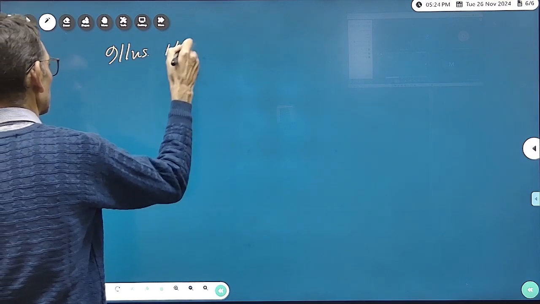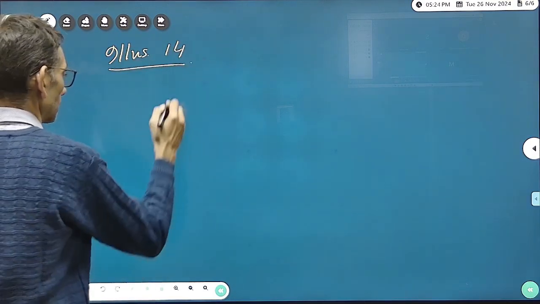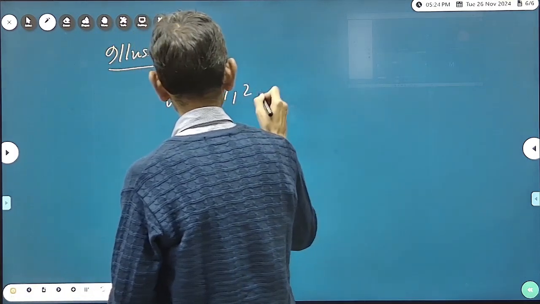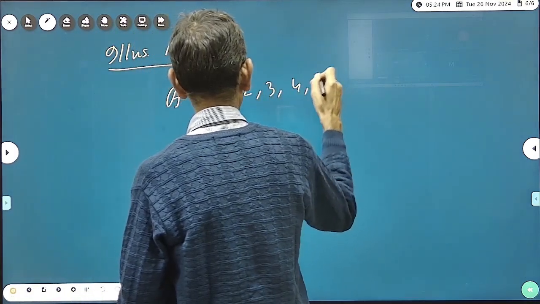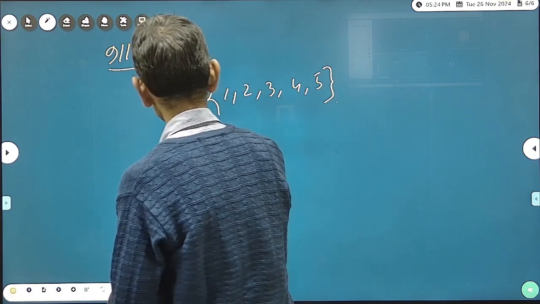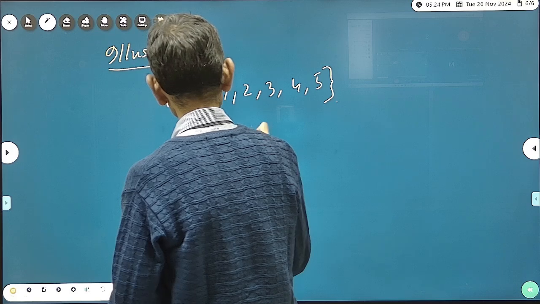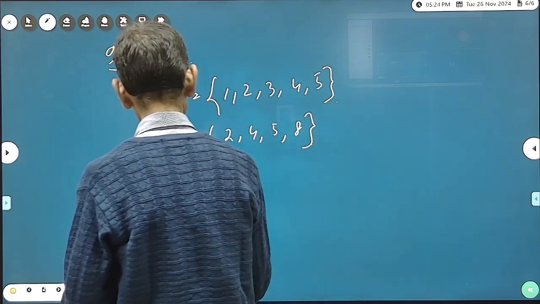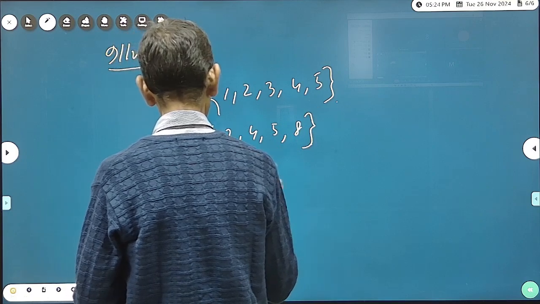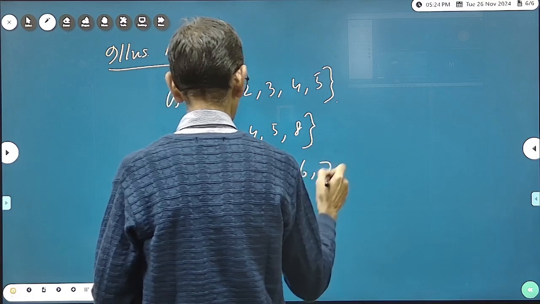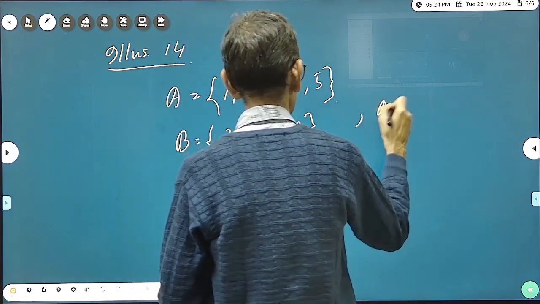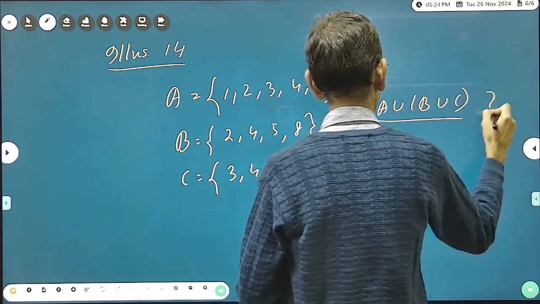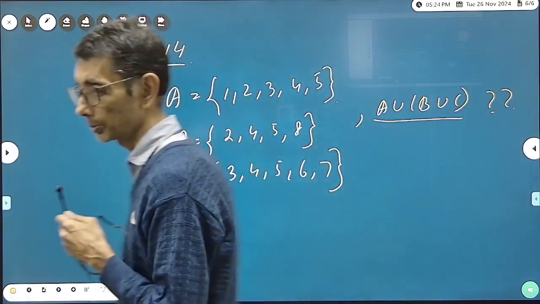Illustration 14, question. What is A? 1, 2, 3, 4, 5. What is B? 2, 4, 5, 8. What is C? 3, 4, 5, 6, 7. Done? Okay, we need to find A union B union C.